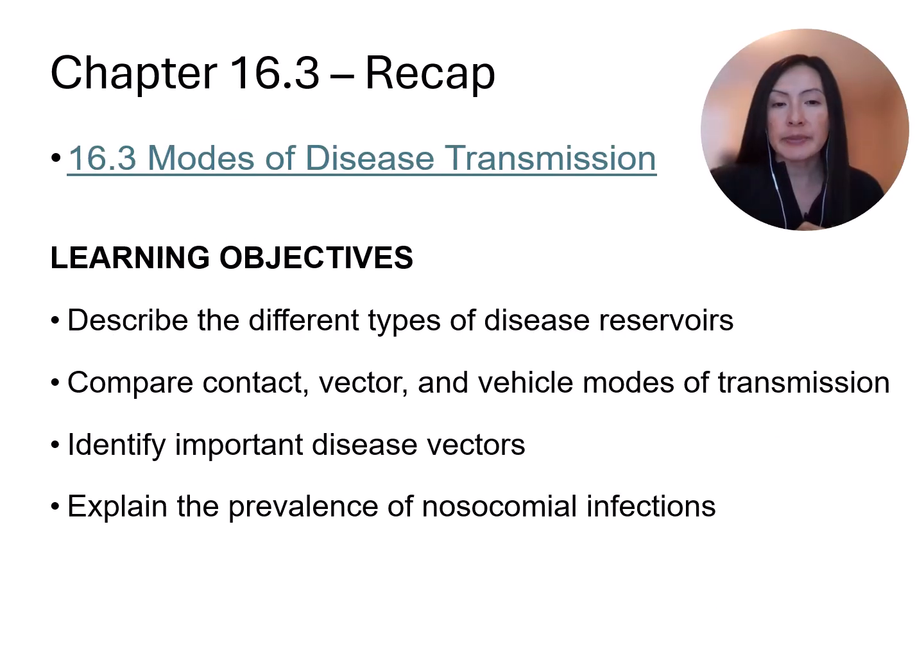All right, let's recap 16.3. The first one described different types of disease reservoirs. Remember, reservoirs are natural habitats where pathogens live, grow, and multiply when they're between infections. For the types of reservoirs, we had human reservoirs. These can include infected individuals or carriers that are symptomatic or asymptomatic, such as Typhoid Mary.